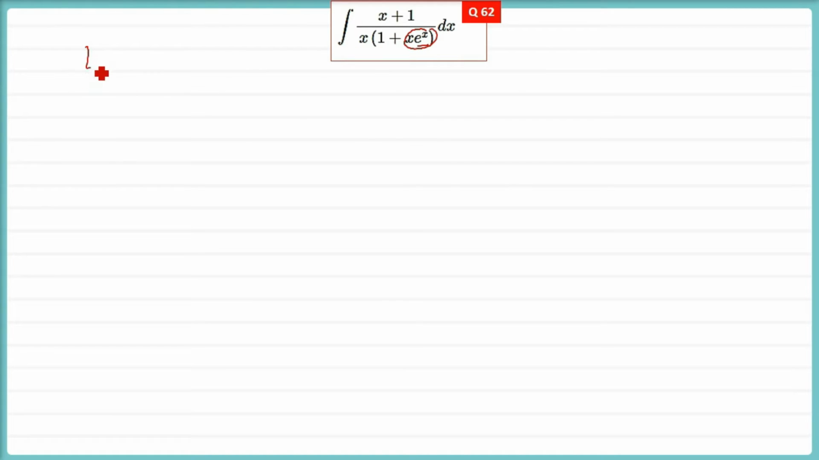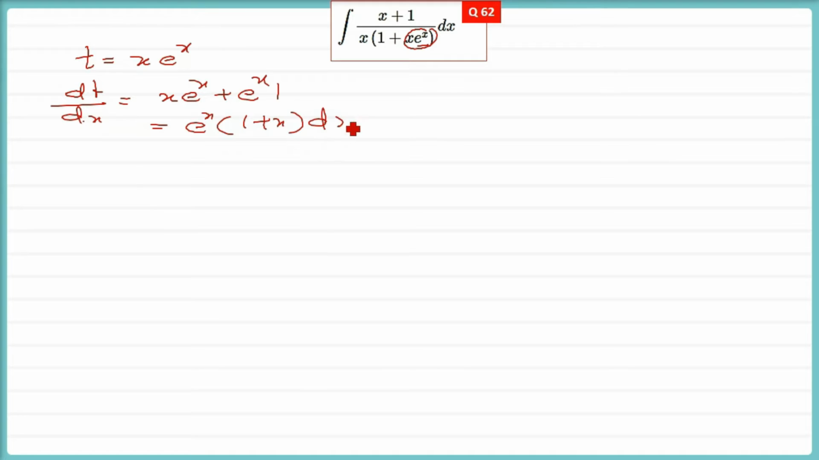we can have a differentiation in the numerator. So if we place t equals x e raised x as t, then dt by dx, that is the differentiation, will give me x e raised x plus e raised x. I have used the product rule. When we take e raised x, or e to the power x, common, (1 plus x) dx will come because dx can be multiplied on the right. So this e raised x (1 plus x) dx has come.